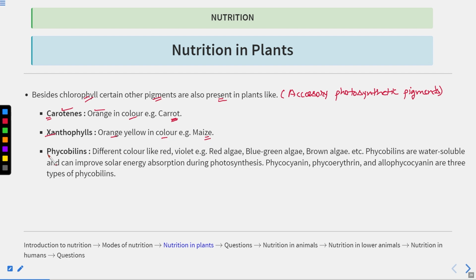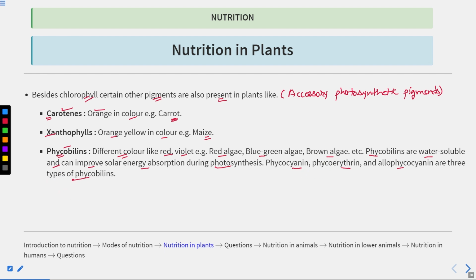Now the third category is phycobilins. Phyco is a term related to algae. They are of different colors like red and violet, and these are present where? In red algae. They are also present in blue-green algae and brown algae. Now, how can you define phycobilins? Phycobilins are water soluble, and they can improve the solar energy absorption during photosynthesis. Phycocyanin, phycoerythrin, and L-phycocyanin are the 3 types of phycobilins.